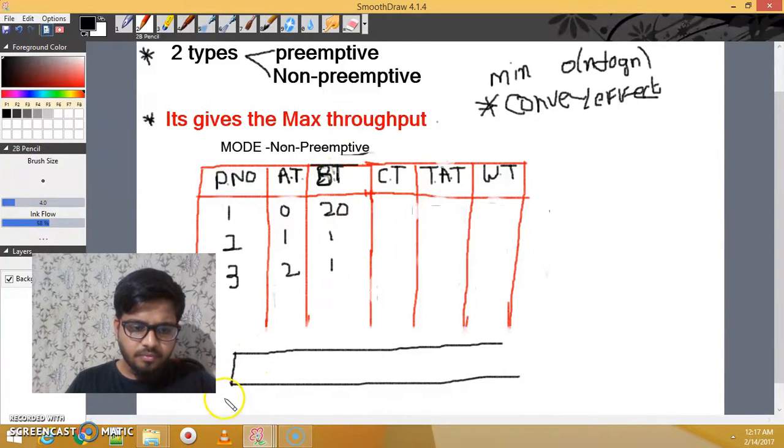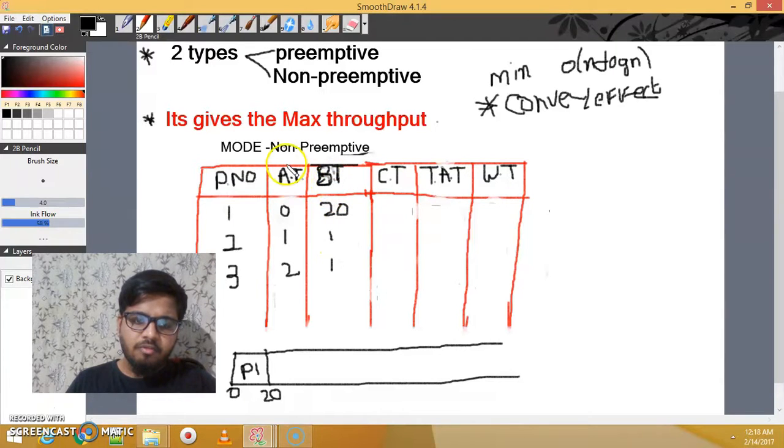At 0, I don't have any option, only process P1 has arrived, so I'll take process P1. It will execute for 20 units of time. Now all are available. Which one has the smallest burst time? There is a tie. When there is a tie in burst time, compare arrival time. If there is also a tie in arrival time, then go with the process number. So there is a tie, go with arrival time. So process P2, I will go with process P2.